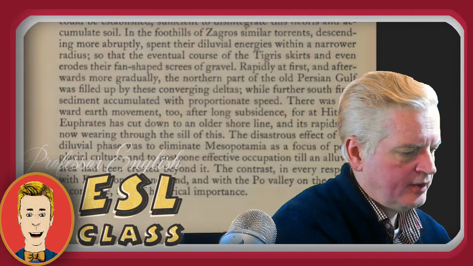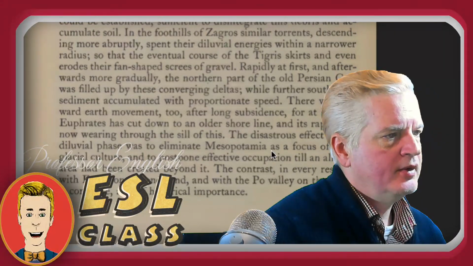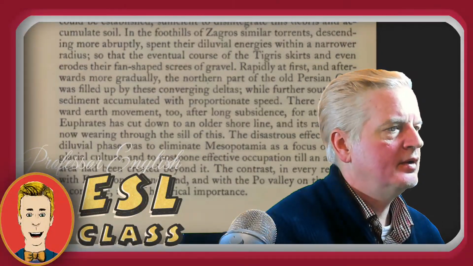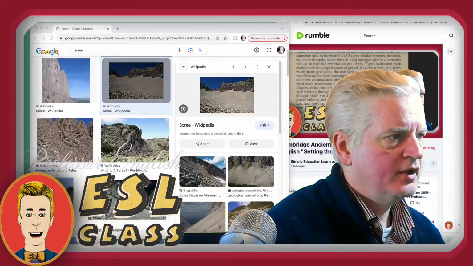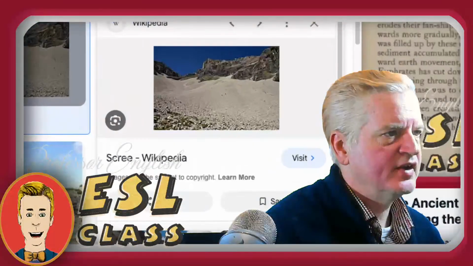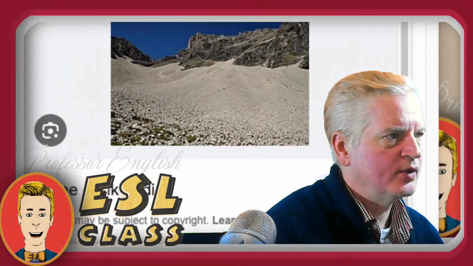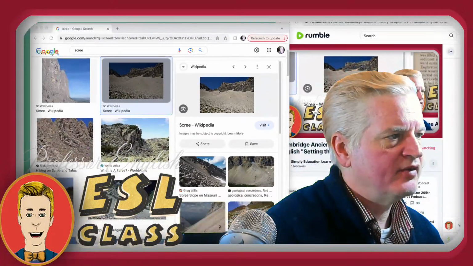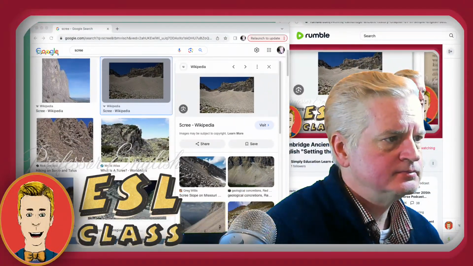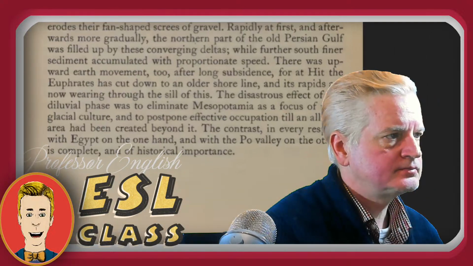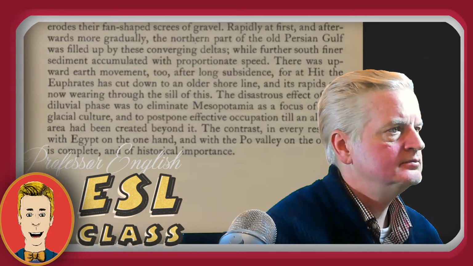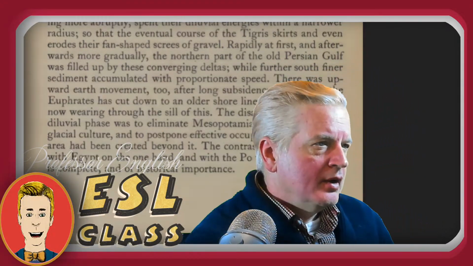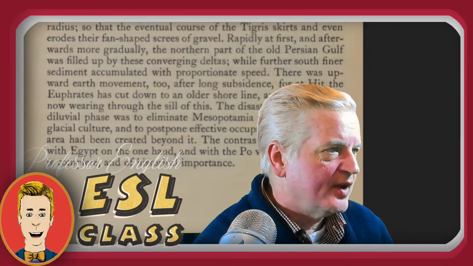Scree. So here's a picture of scree. This is what scree looks like. So it's just like little rocks and gravel left by water, like deposits of rocks and gravel left by water. Okay, where do they use that word scree?